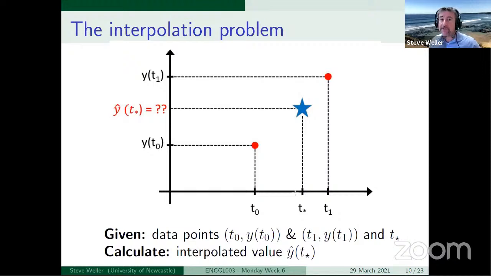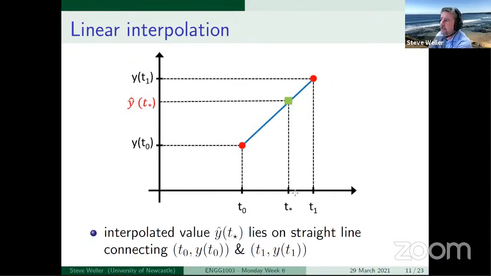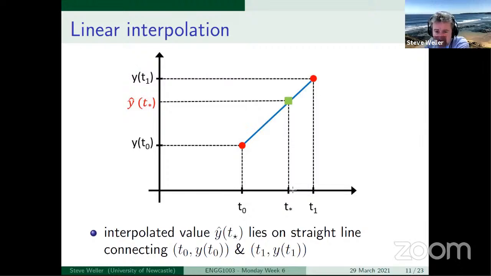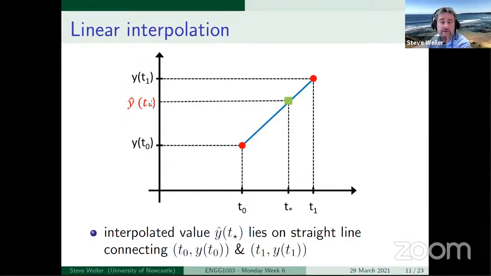Different ways of solving the problem, but the simplest way is what's called linear interpolation. It's called linear interpolation because we literally draw a straight line between those two red dots. And having drawn a straight line, indicated here in blue, if we want to know the interpolated value or the estimated value at any intermediate time t star, we simply draw a dotted line up to see where the intermediate time t star intersects the straight line. And at that level, we draw a horizontal line across to the vertical axis, and that's our interpolated value.